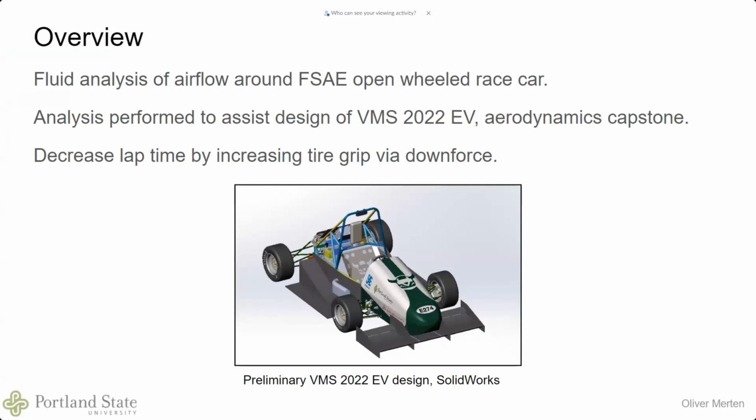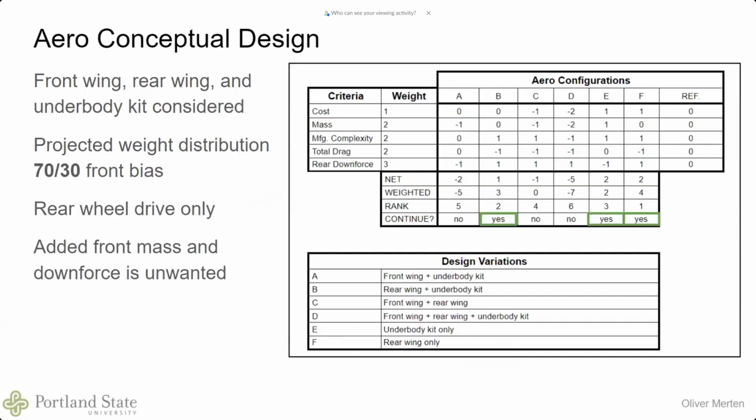The goal was to assist the design of the race car you see here, and also for my aerodynamics capstone. The ultimate goal in doing this analysis is to decrease lap time by increasing the tire grip on the road surface via downforce production. Different parts of the car, like the wing, will generate downforce, and that increased normal force on the tires will allow us to take corners at a faster velocity. There was some conceptual design that went into deciding what aerodynamics components should be considered for analysis.